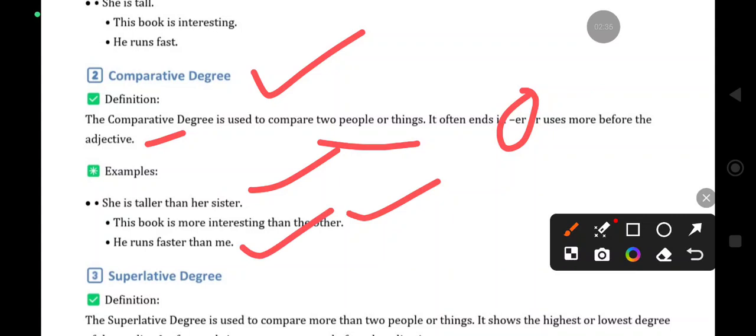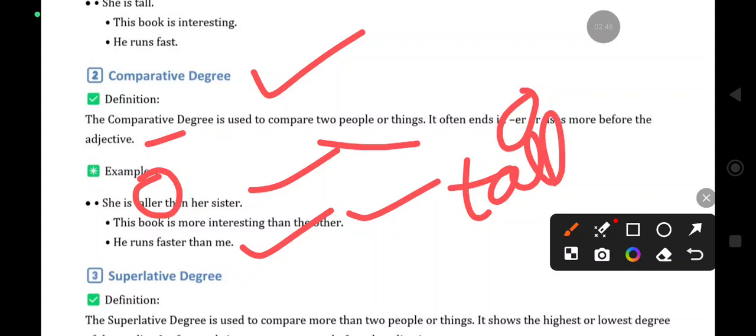In the comparative degree, for example, we know that in positive we wrote tall as an adjective. So in comparative, instead of tall we'll write taller. Or suppose we have the word beautiful. For that we can write more beautiful.